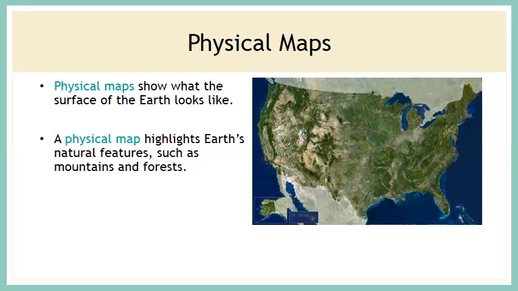Here is an example of a physical map. Notice you don't see the lines drawn on it the way we saw on the political map. Physical maps show what the surface of the Earth looks like. A physical map highlights Earth's natural features, such as mountains and forests.